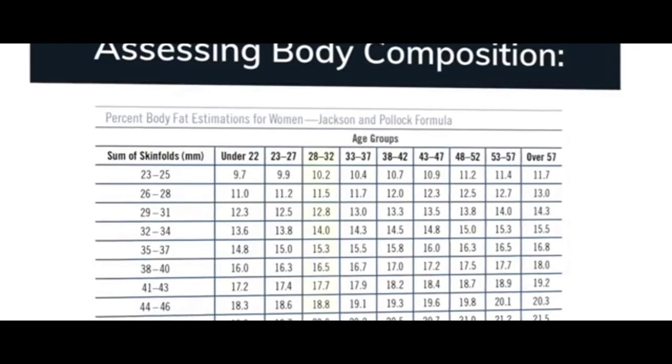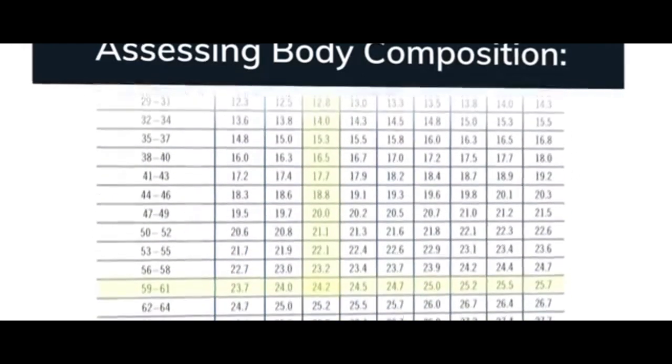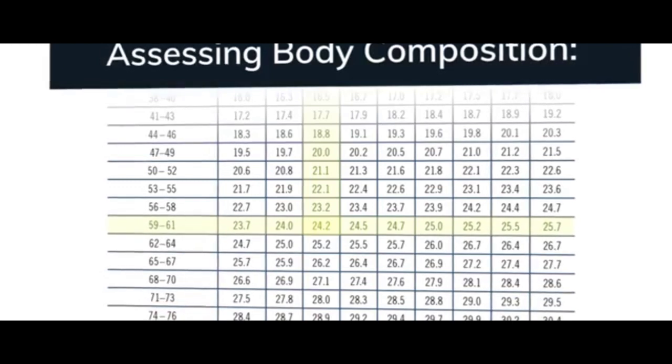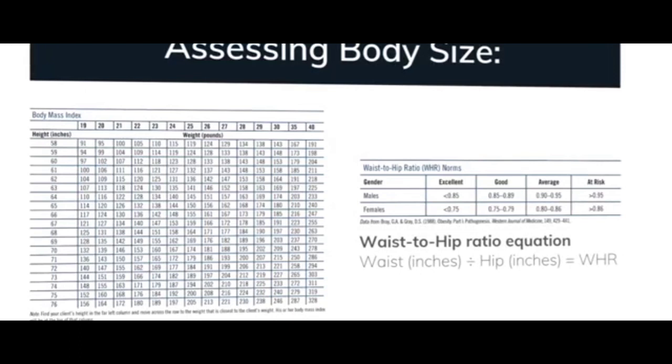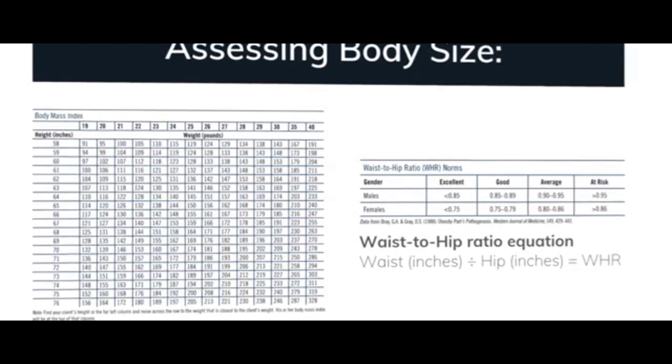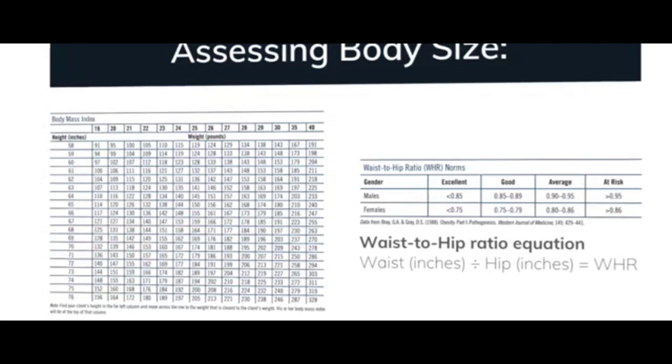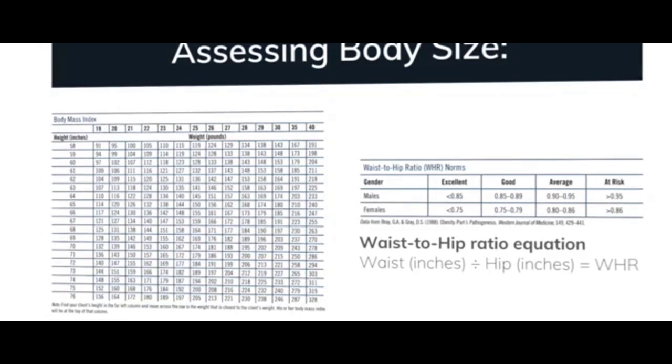Body composition can be determined by adding the 3 skin fold measurements and plugging the values into the conversion tables. The 2 most common ways of assessing body size are through the body mass index chart and the waist to hip ratio measurements. Both are easy to administer and little equipment is necessary.